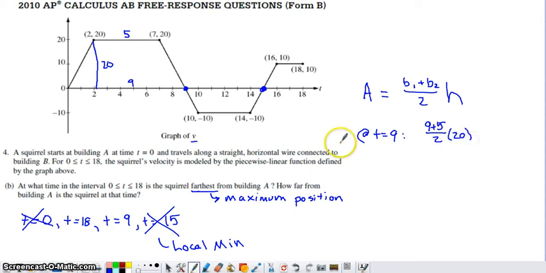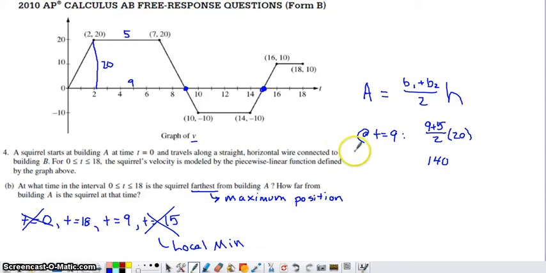And so what's that going to end up being? 14 divided by 2, which gives us 7. 7 times 20 should give us 140. So the squirrel is, we don't really have any units here, 140 feet, 140 meters, whatever the units of distance are, 140 units from the top of building A at t equals 9.